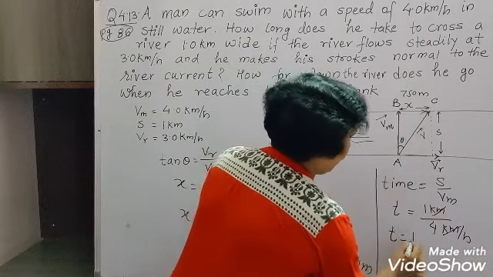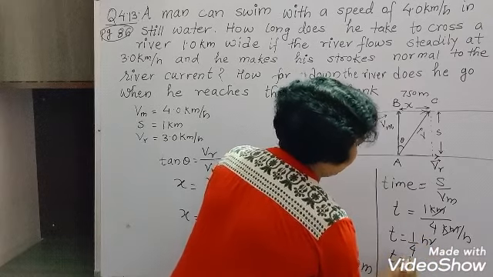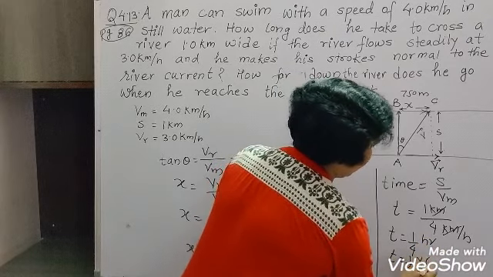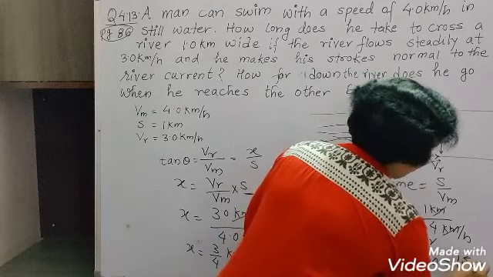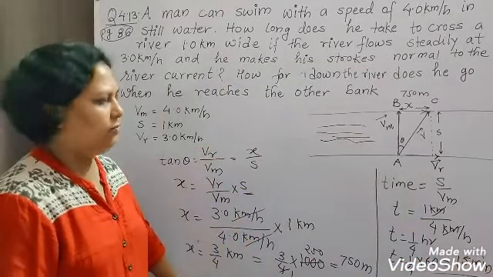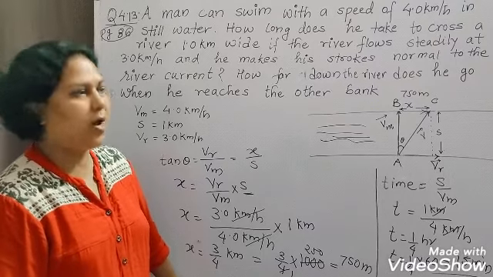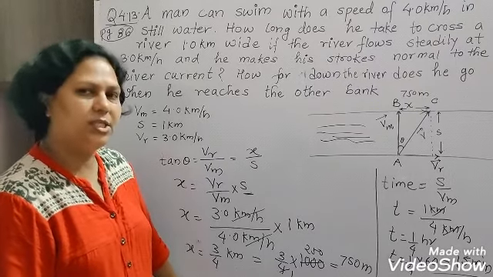The time will be 1 upon 4 hour, and if you change this 1 upon 4 hour into minutes, just multiply with 60, then you will get 15 minutes. So how much time will be required? 15 minutes will be required to reach the person from A to C.